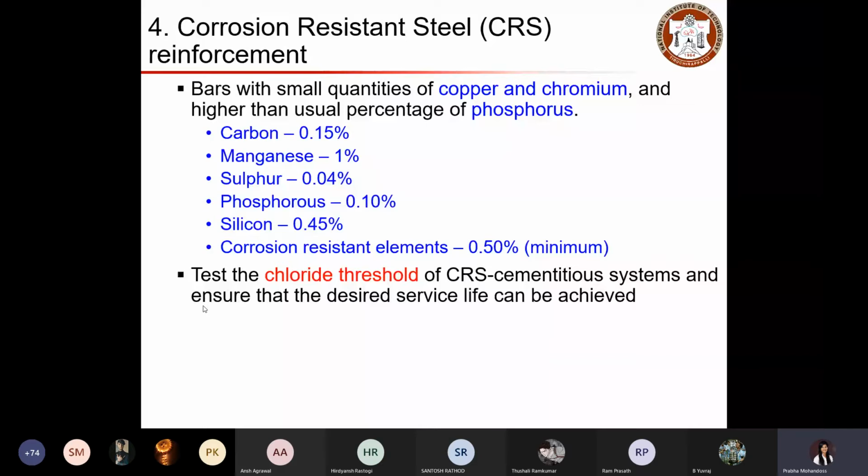So now once you do all these changes to enhance the performance, you can do testing to check how good it is to resist the corrosion by obtaining the chloride threshold value. So test the chloride threshold of corrosion resistant steel in cementitious systems and ensure that the desired service life can be achieved. So these will be done as a quality check to ensure the user that you are using the right type of material to meet the desired service life of the structure.